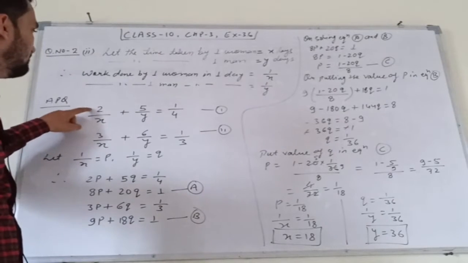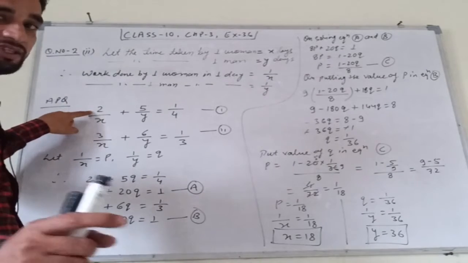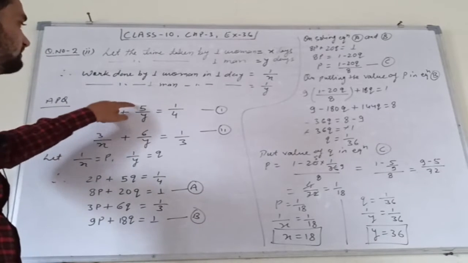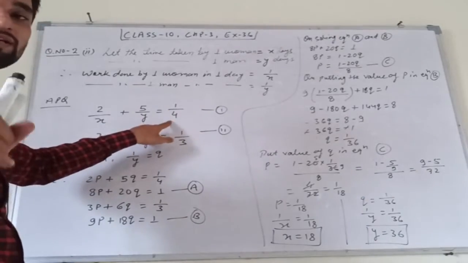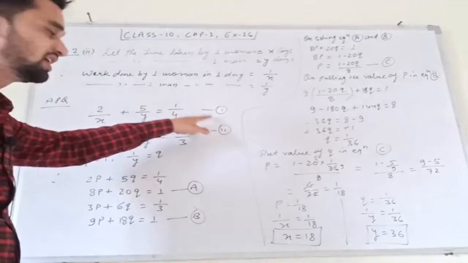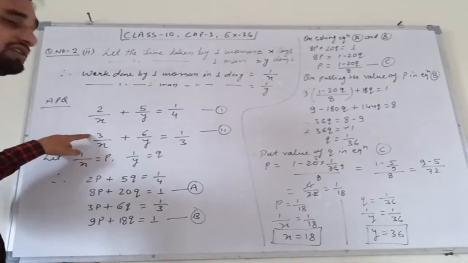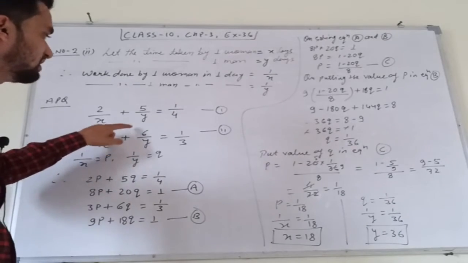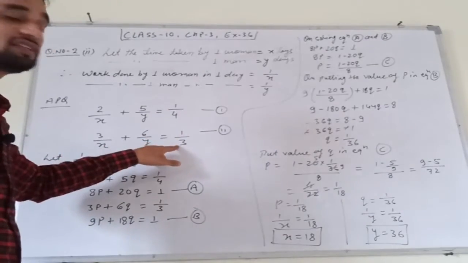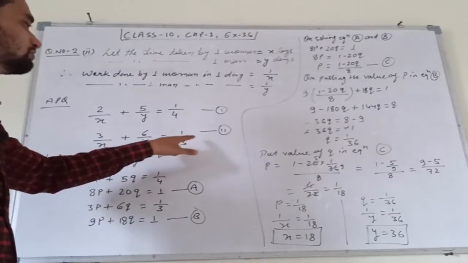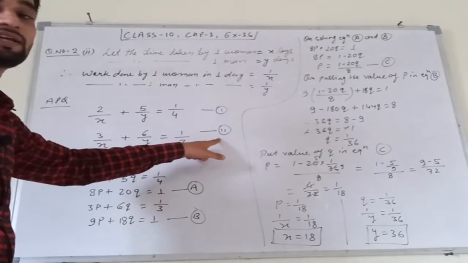So what will this be? In the first case there were 2 women, so 2 by x plus 5 by y is equal to 1 by 4. They were taking 4 days, so one day work will be 1 by 4. This is the first case. And the second case is given when 3 women, it means 3 by x plus 6 by y is equal to 1 by 3, because in the second case they are taking 3 days, so this will be 1 by 3, the second equation.